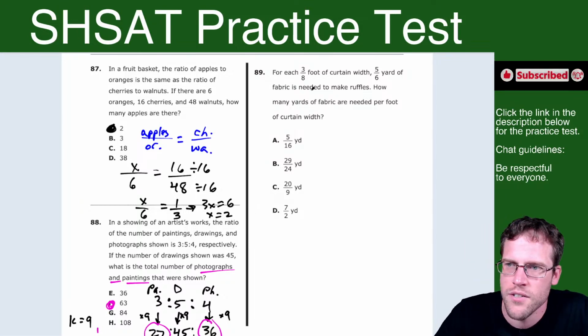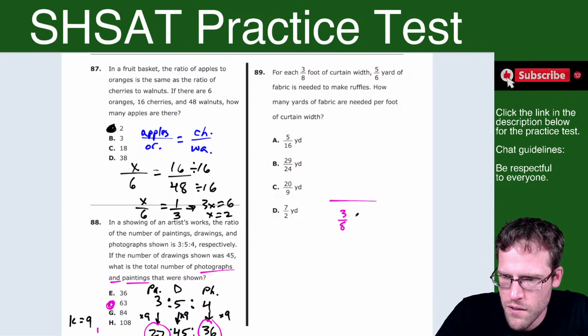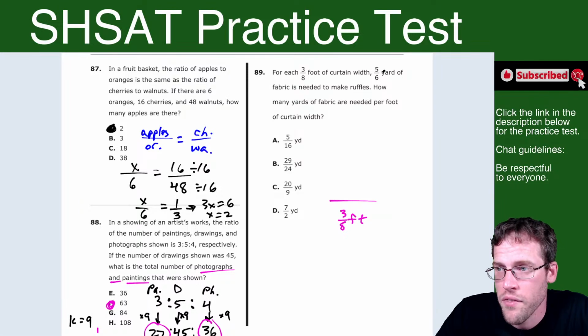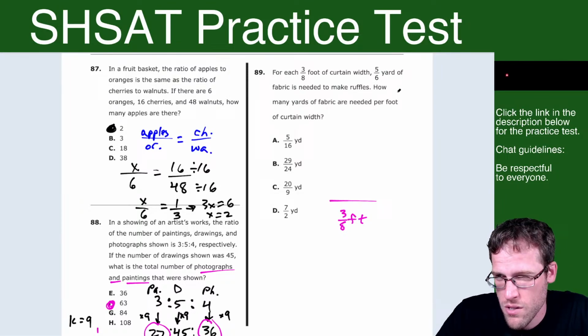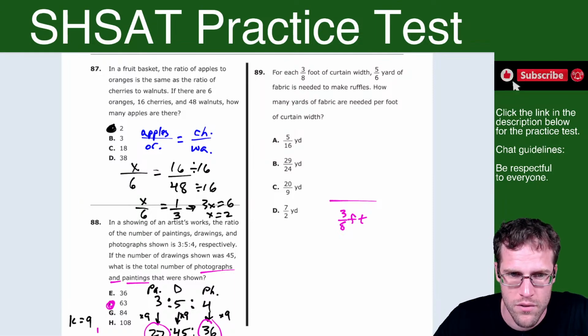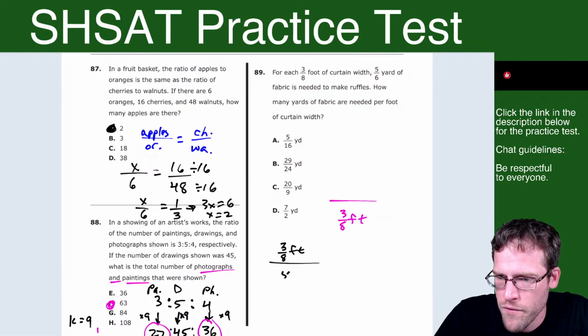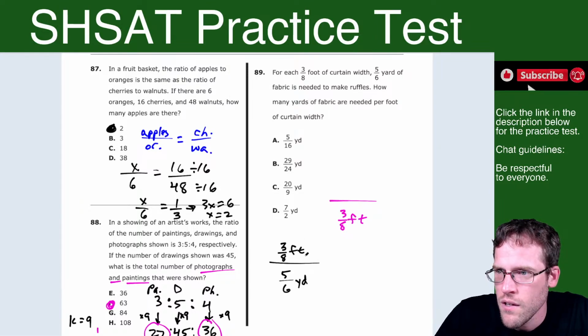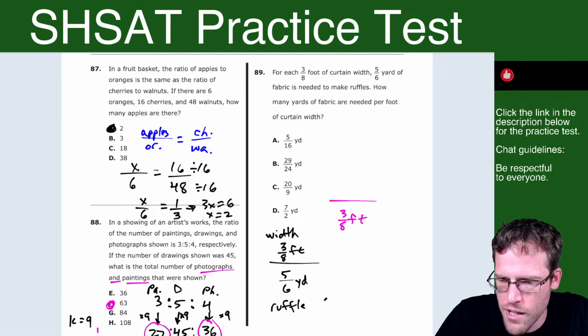Oh, okay, I get it. All right. So for each 3/8 foot of curtain width, 5/6 yards of fabric is needed to make ruffles. That is kind of silly. So 3/8 foot, 5/6 yard. So this is like width and ruffle. I just want to set up a ratio.